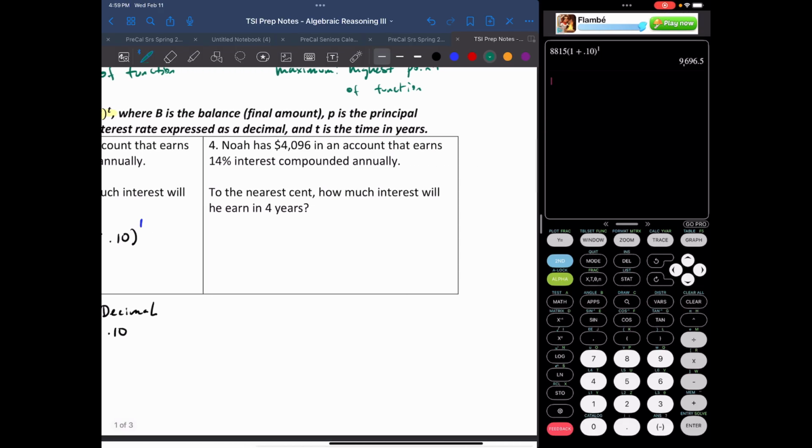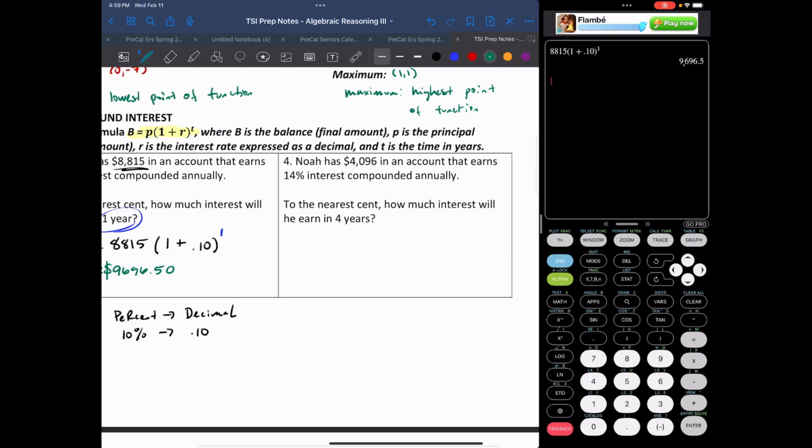We can do the same thing for number 4. So Noah has $4,096 in an account that earns 14% interest compounded annually. To the nearest cent, how much interest will he earn in 4 years? Okay, so we are starting at this amount of money. We have B equals $4,096 times 1 plus our rate, that's 14%, right?